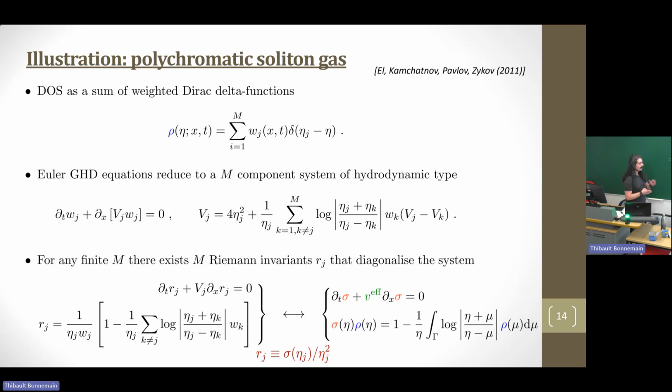So it seems obvious when you look at it like that, but it's funny to note that at the time people didn't realize that sigma was a Riemann invariant for the system. In fact, the first time it was mentioned was in our paper, more than 10 years ago. So that's it.